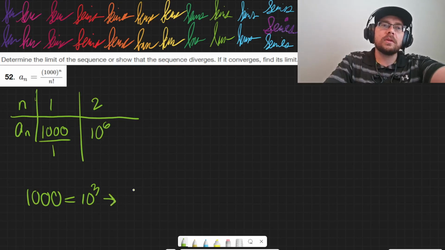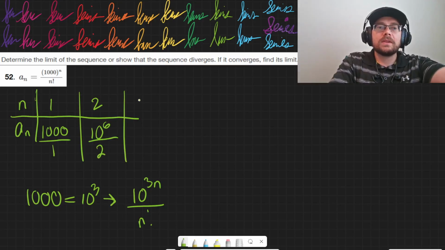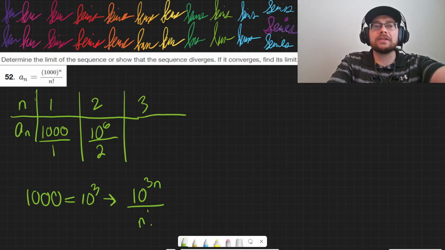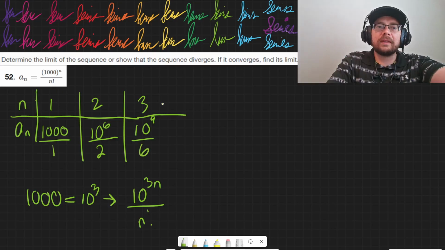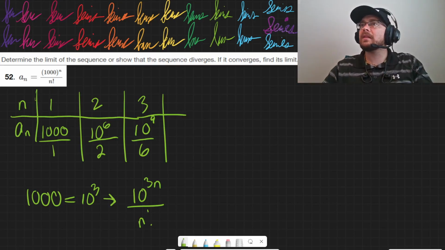So another way to write it would be 10 to the 3n over n factorial. So 10 to the 6th power over 2. Still pretty big. And the top is growing much, much faster than the bottom, right? So it's going to take a while for it to catch up. 3 factorial is going to be 6. But by the time we get to some really big numbers, let's see if I can look up something that's a little bit larger.